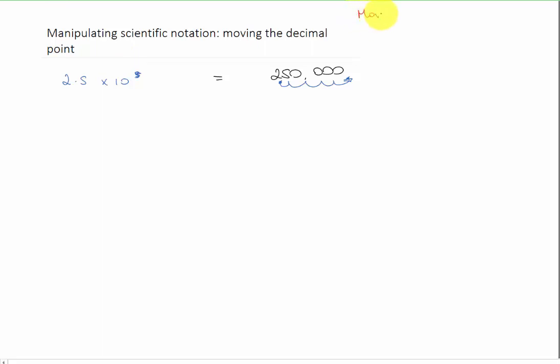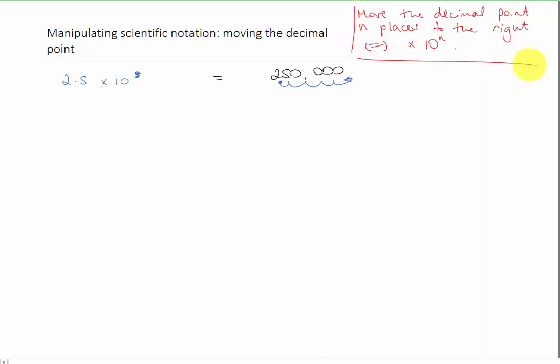So if you move the decimal point n places to the right, that is equivalent to multiplying by 10 to the power n. And that's the rule we're going to be looking at in this slide.